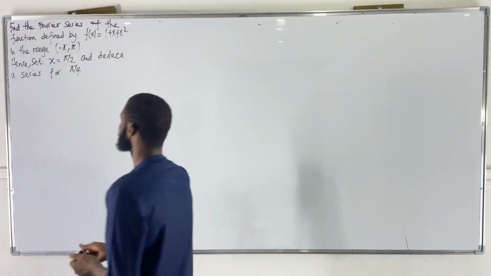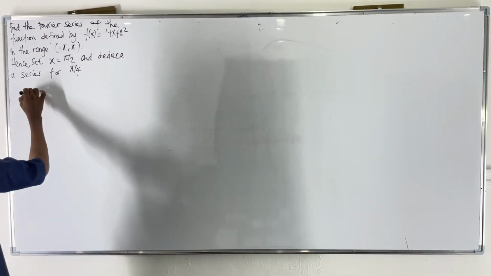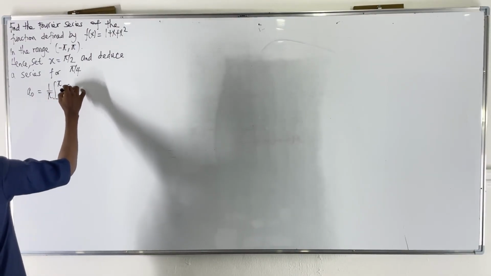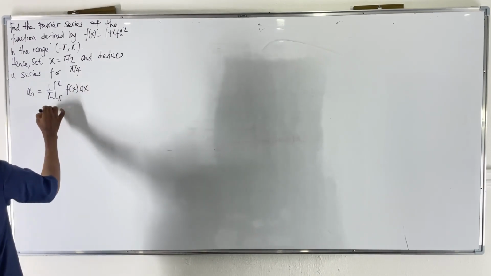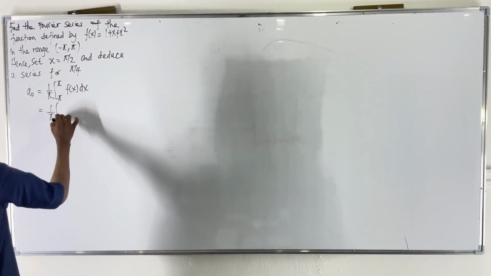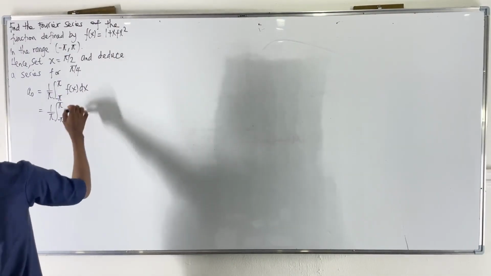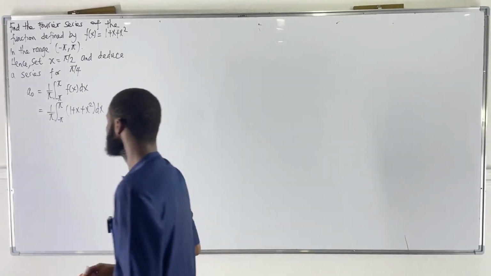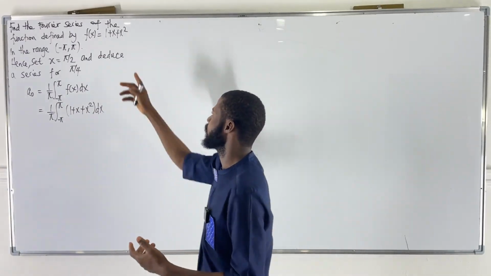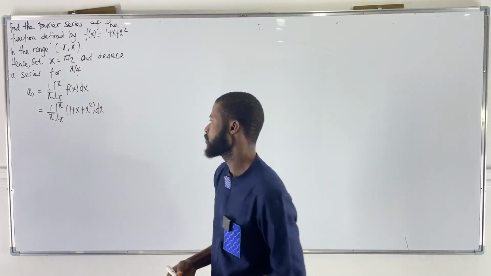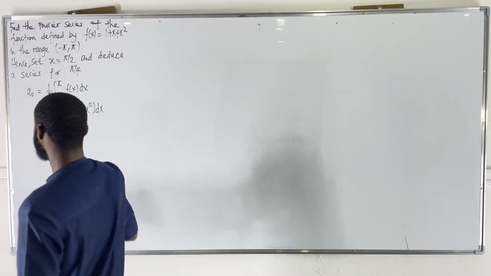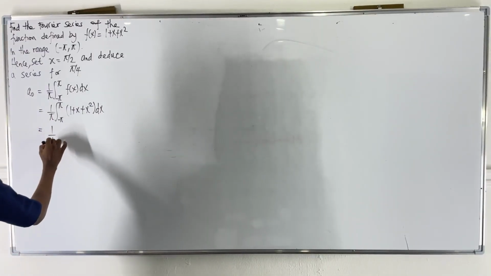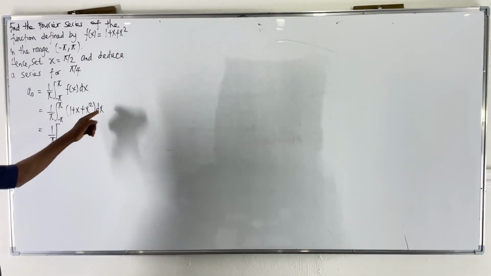So let's see. So f of x, the first one is a naught. So a naught is 1 over pi, integral from minus pi to pi of f of x dx. So this will be 1 over pi, integral from minus pi to pi. Now f of x is 1 plus x plus x squared dx. It's your choice, you can start to rearrange this whole expression. So this will become 1 over pi. Now let's integrate this whole expression.